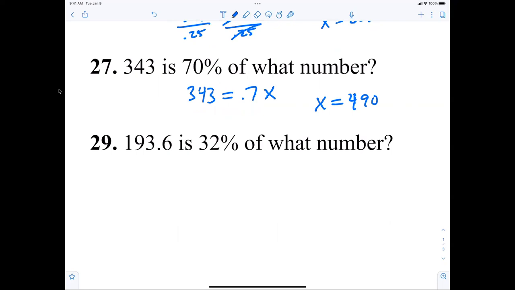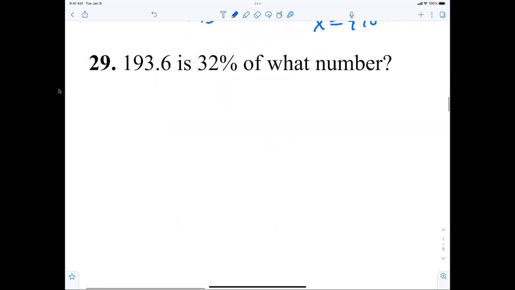All right, come on, Mr. Greep. You haven't said much today, so that means I should be doing good. 193.6. Yeah. What's the percent of 32? 32%. Well, how do I write 32%? Yes, say it. Yeah, 0.32. You move the decimal 2 places to the left. You hear me? And then what else goes next? 5. Yes, but I need to put an X down first.